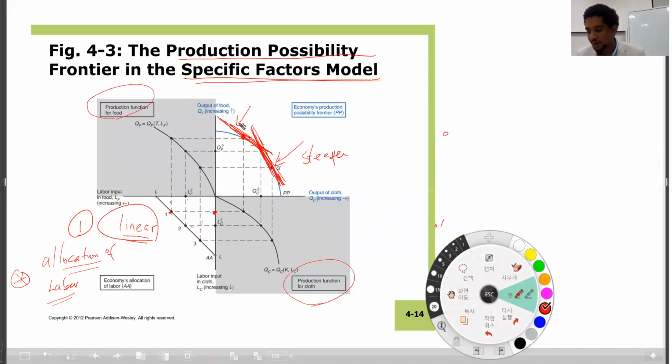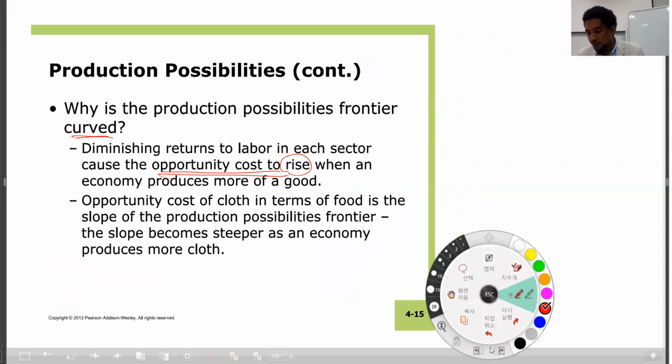As compared to this one, it's not flat like this. So when you produce more of food and less of clothes, then the slope becomes steeper and steeper, okay? Because if the graph is like this, it means that you are producing more of this and less of this. And when the graph looks like this, it means that you're producing more of this and less of this, okay? So the opportunity cost of clothes in terms of food is the slope of the production possibility frontier, and the slope becomes steeper as the economy produces more of clothes, okay?